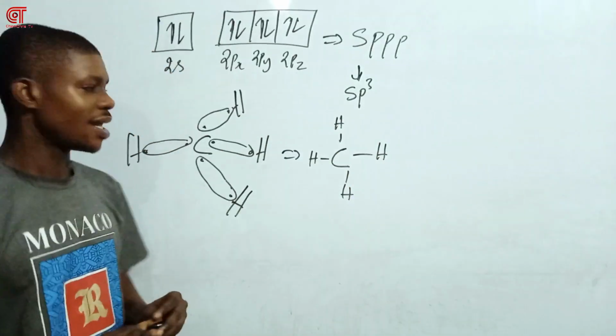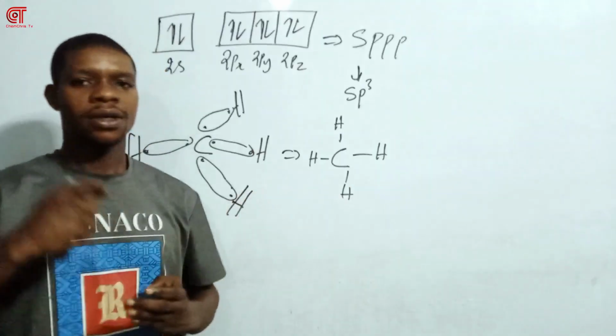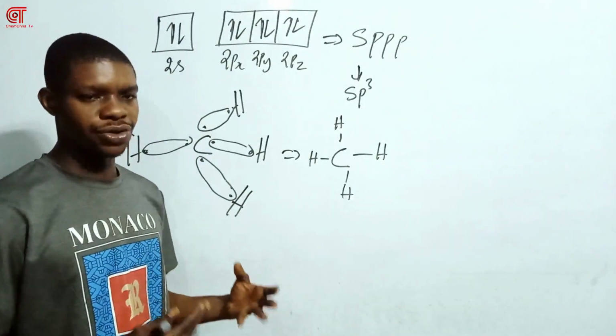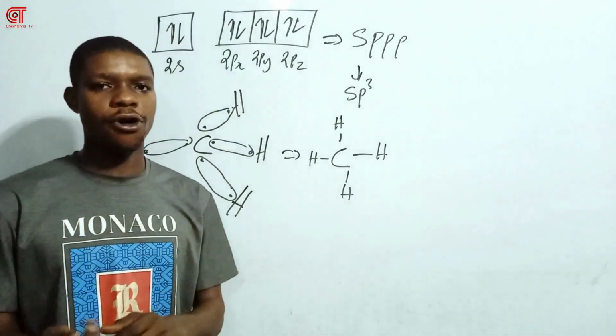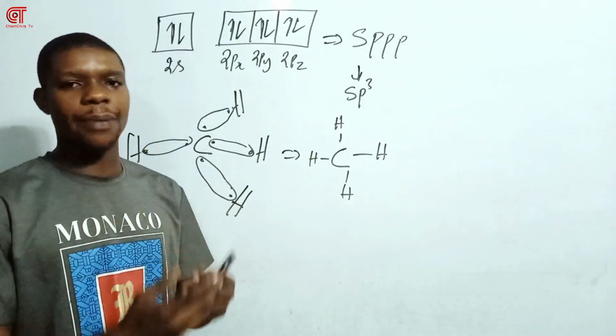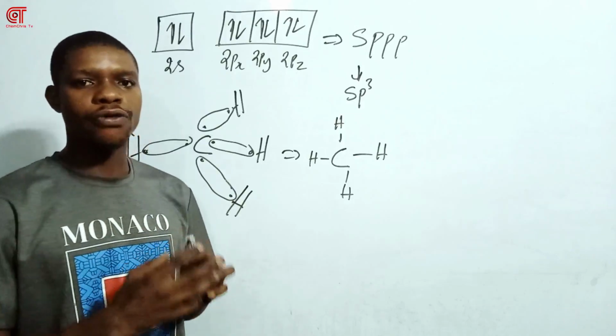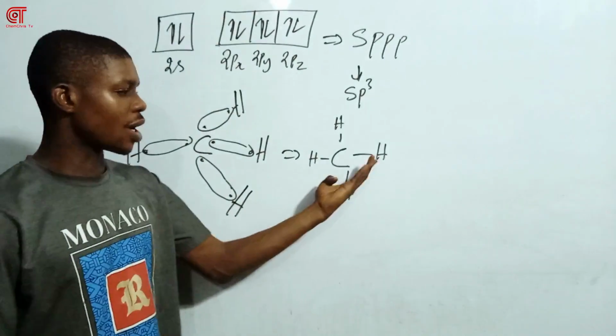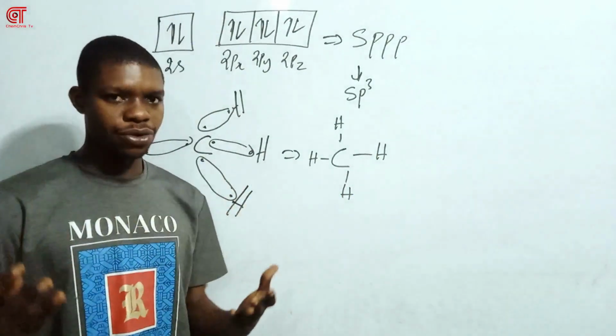So this one here is a methane. Do you get that? It's a methane. And all these single bonds are called sigma bonds. Sigma bonds are strong bonds. Do you get that? They are strong bonds. They are formed as a result of carbon making use of the unpaired electrons, the valence electrons, for bond formation. So they are called sigma bonds.